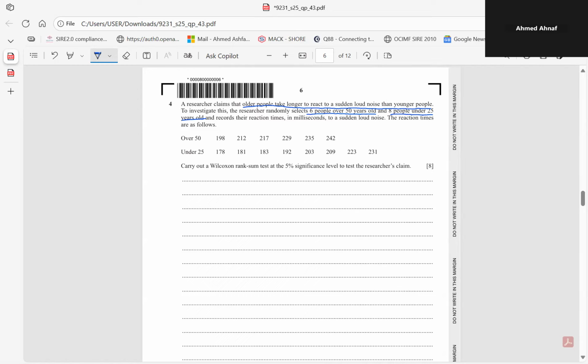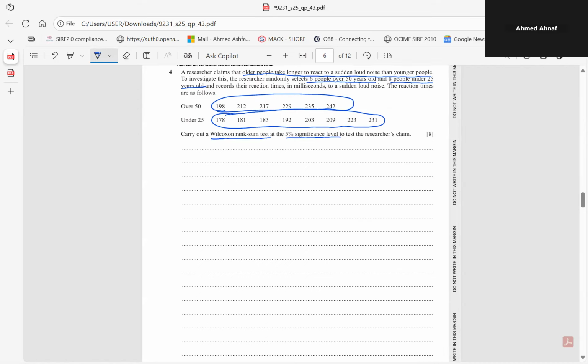So these are all the reaction times of all the participants that were randomly selected. And we're told, using all this information, to carry out a Wilcoxon rank sum test at the 5% significance level to test the researcher's claim.